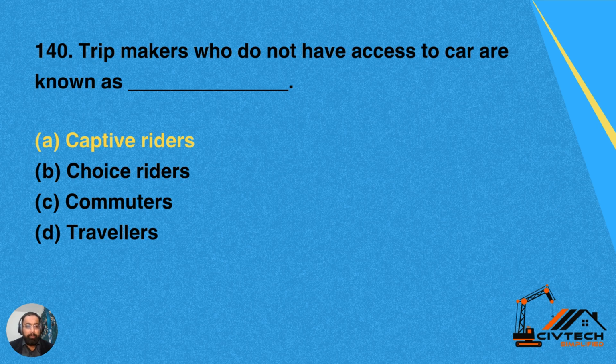140. Trip makers who do not have access to a car are known as option A, captive riders. Option B, choice riders. Option C, commuters. Option D, travelers. Trip makers who do not have access to a car are known as captive riders. A is the correct answer.